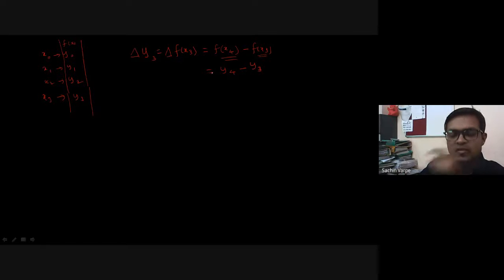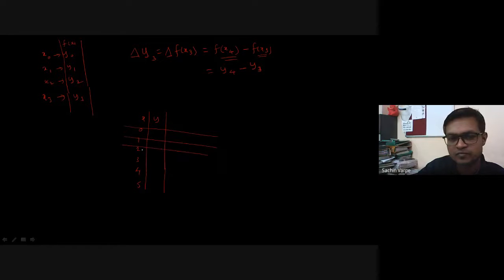Even we can prepare a forward difference table also. Suppose these are x values given, then y values will be given. Let us take an example. Say x is 0, 1, 2, 3, 4, 5. And y values, suppose say 2, 3, 4, 5, 6, 7 randomly.